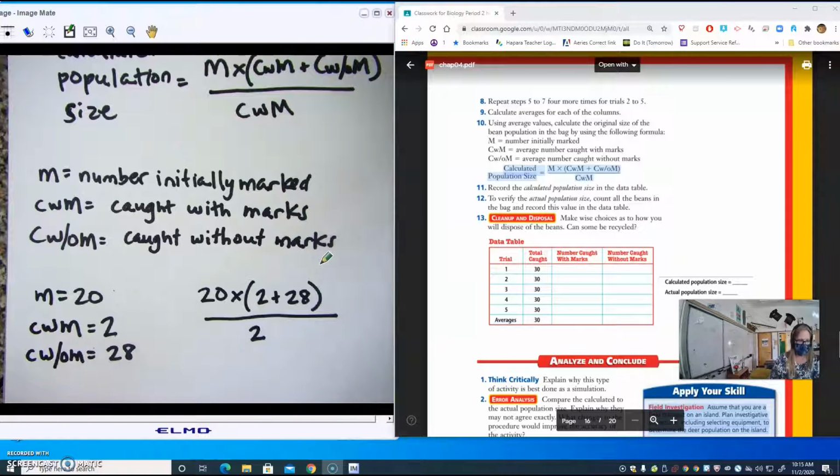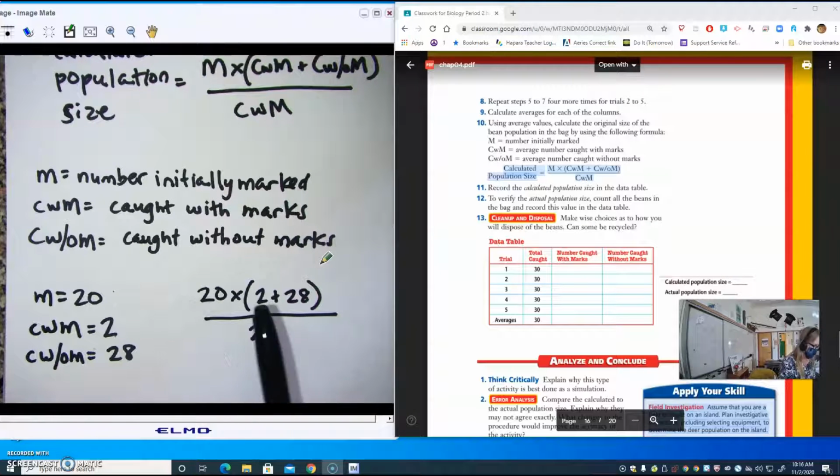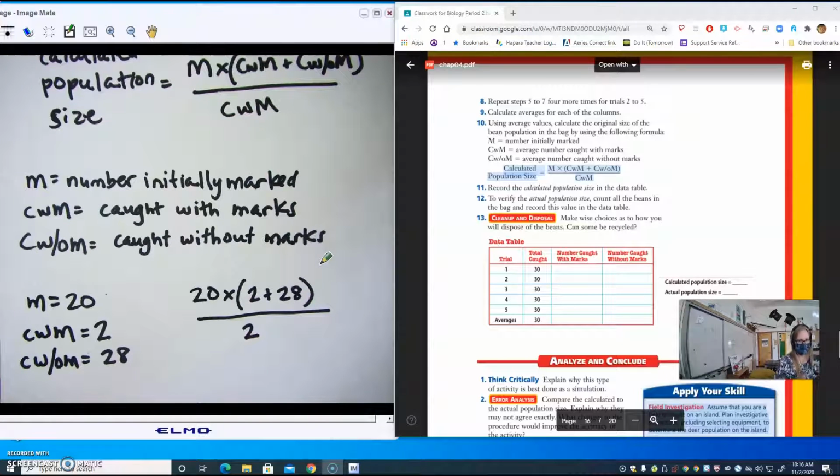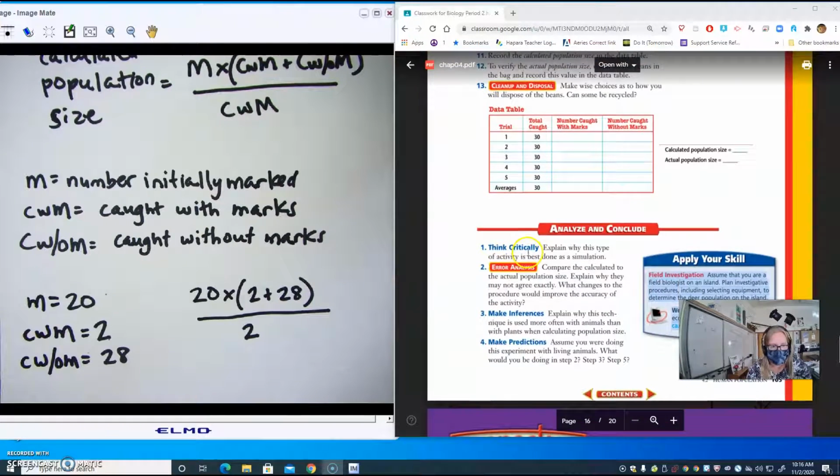Okay, so I'm just going to be plugging these numbers into this formula. All right, so 20 times caught with marks is 2, plus caught without marks is 28, right? And then I'm going to divide by the caught with marks, so that's 2 again. All right. And this is going to get me to my population estimate. So order of operations, you do what's in the parentheses first, right? So 20 times 30, and then divide that by 2, all right? And then you should get an estimated population, and you're going to record that data in the questions, all right? And so right here, calculated population size.